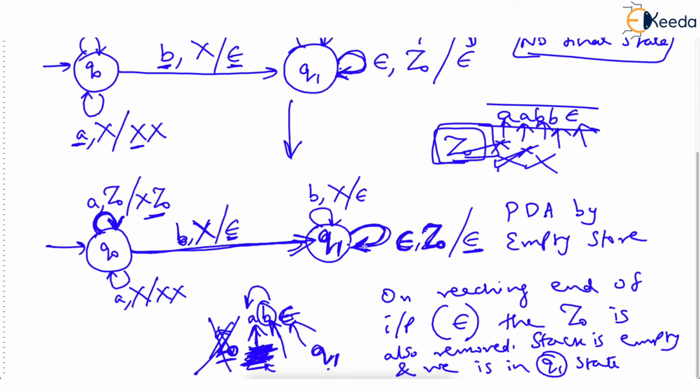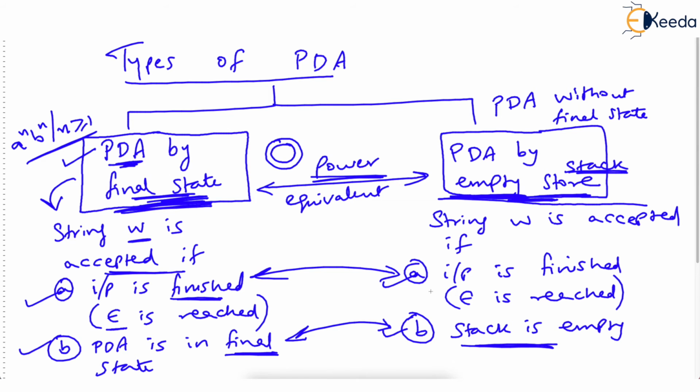But importantly, two things have been satisfied. One, the input is over. Just check, we have reached epsilon. Second, the stack is empty. If both conditions are satisfied, then we say that the input is acceptable. See, the input must be finished and the stack must be empty.